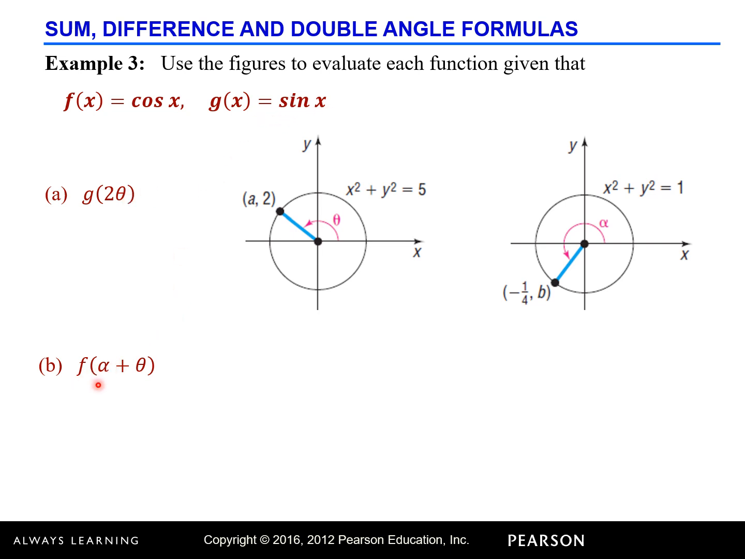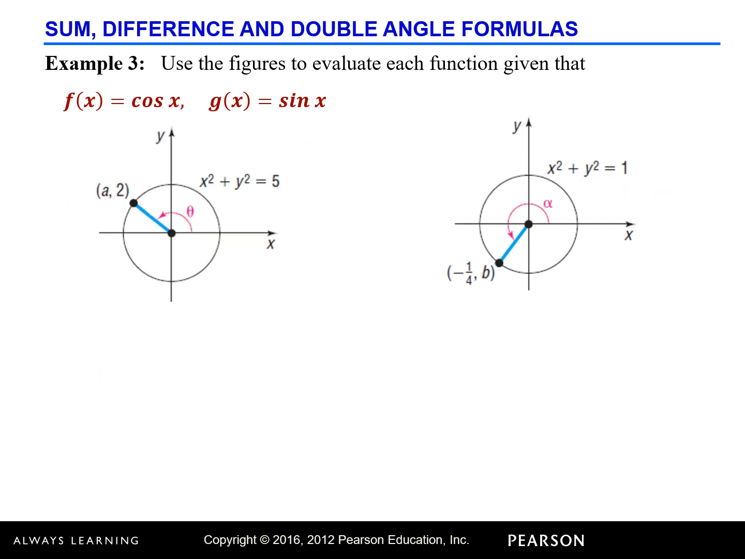Then for f of alpha plus theta, you will substitute alpha plus theta for every x in the given function f. Meaning this f of alpha plus theta is the same as solving cosine of alpha plus theta. So to solve this, let us analyze each figure.